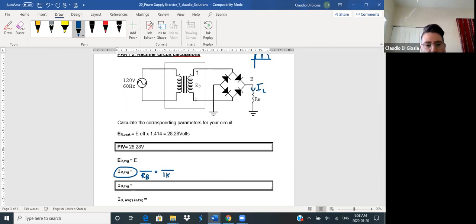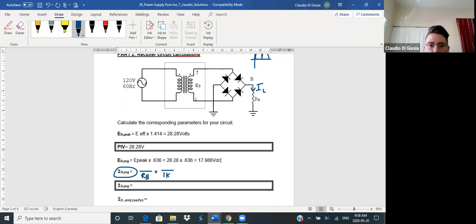ER average is E peak multiplied by 0.636. So our E peak, 28.28, we're going to multiply by 0.636, which gives 17.986, 17.986 volts, and include the DC.